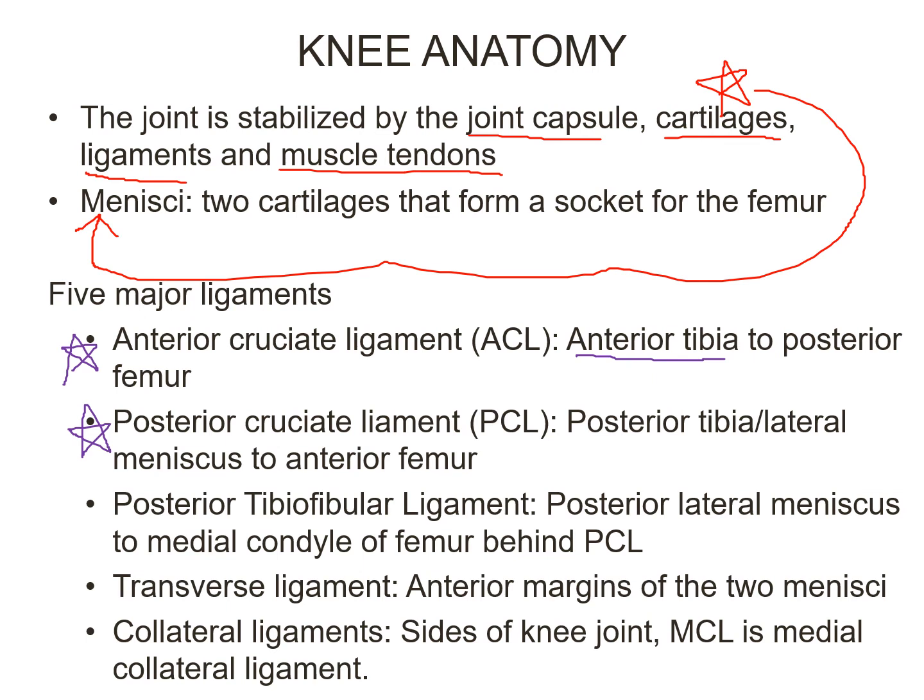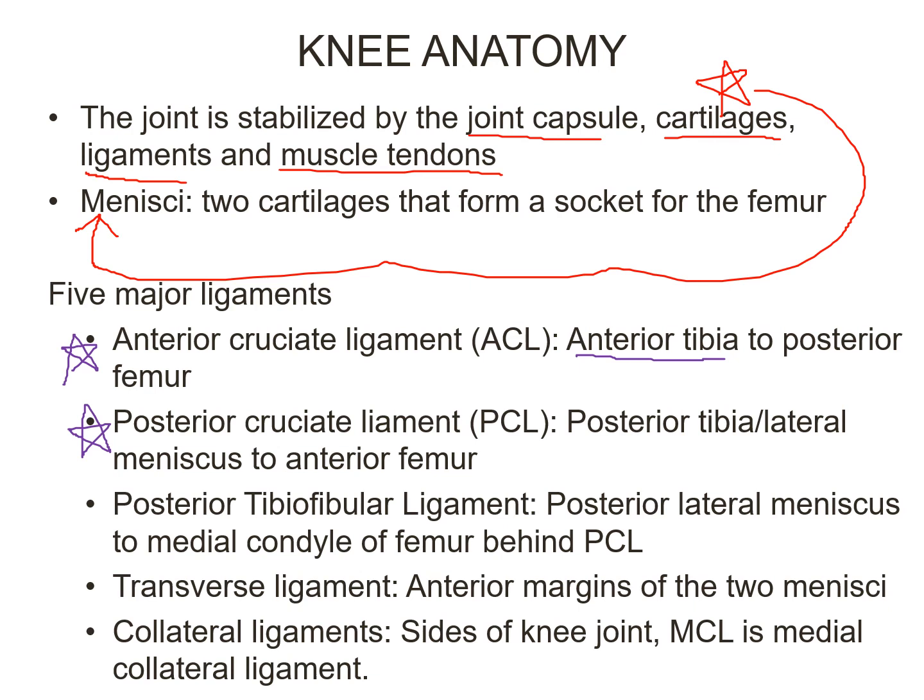A PCL does the complete opposite. A PCL connects the posterior tibia to the anterior femur, and that helps us make sure that we don't go too far with the sliding of the tibia and femur, too far posterior. So when you're flexing your knee, it's making sure that your tibia and your femur aren't slipping off of each other. So very, very important regarding anterior and posterior movement of those bones.